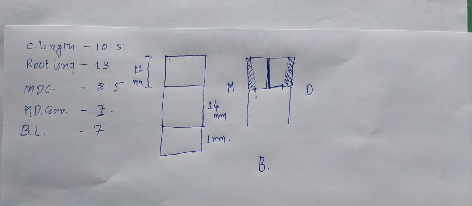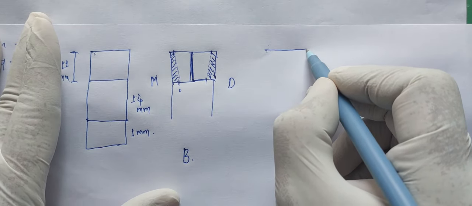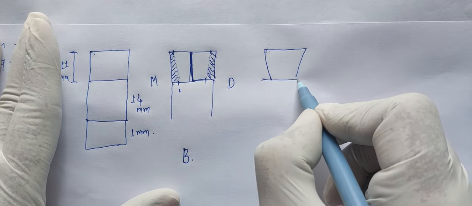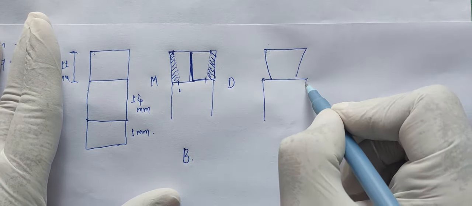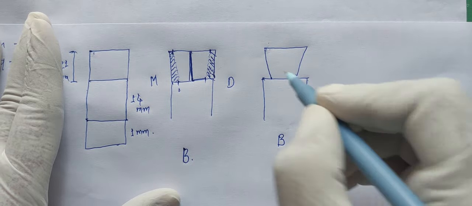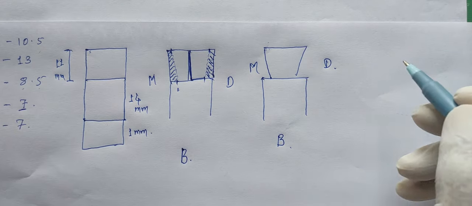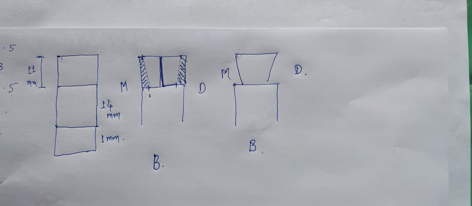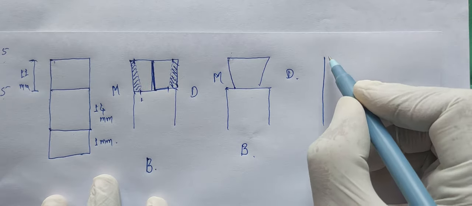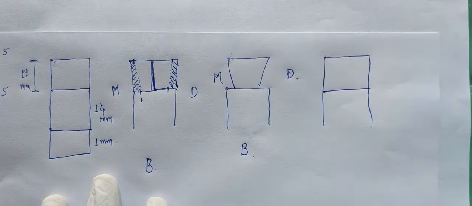Once you remove this part, your crown will be like this. So this is from the buccal aspect. This is mesial, this is distal side. Then the next step is from the mesiodistal dimension. If you see from the mesiodistal dimension, the crown will look similar like this. No change from the mesiodistal side.